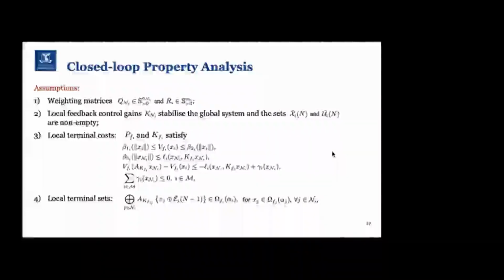And for the Pfi and the Kfi, they should satisfy the Lyapunov condition with the relaxations. Here we can see the difference between the Kni and the Kfi. The objectives are different, so they don't have to be the same local feedback gains. And also the last one is the local terminal sets. They should satisfy the condition that we gave before, and we should also guarantee that this set is inside the constraint for the state and input.